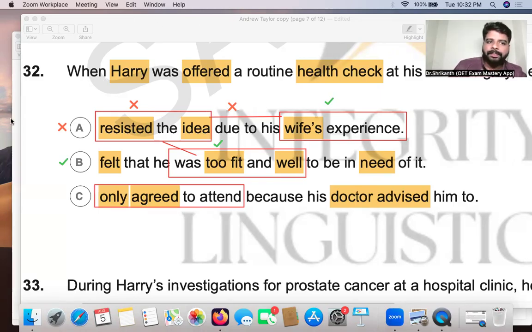The only reason he agreed to attend is because of his wife's experience. So this is not the reason. So answer option C is also wrong. So B is the right answer. So like this, you should be able to make the connections. This much detailed thoroughness is important.